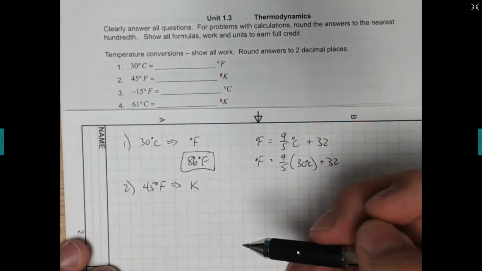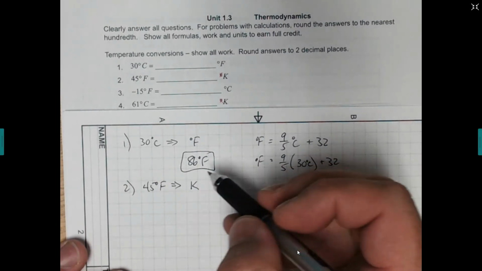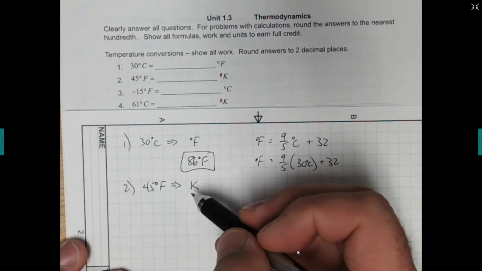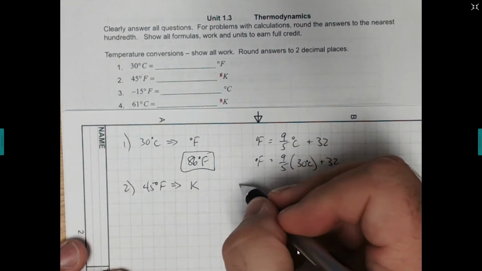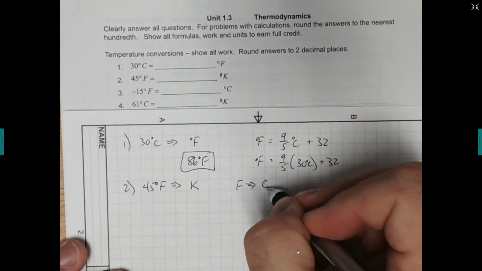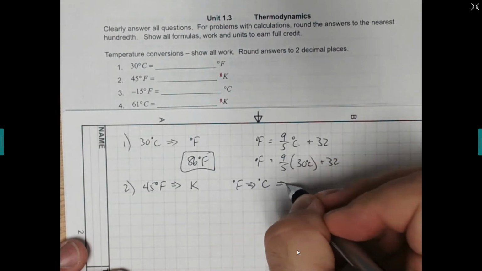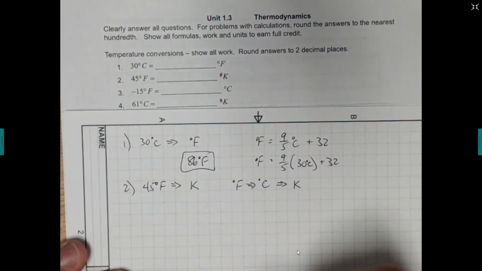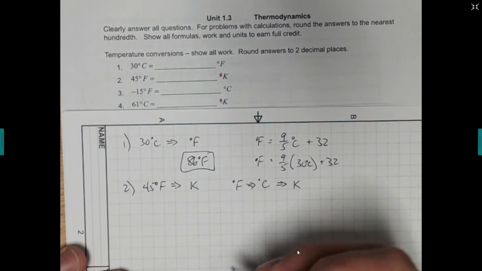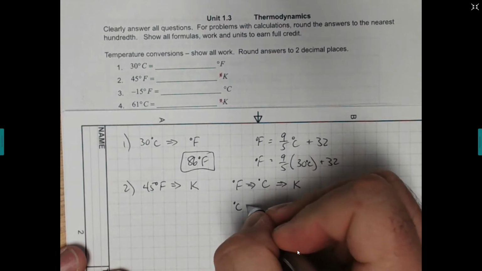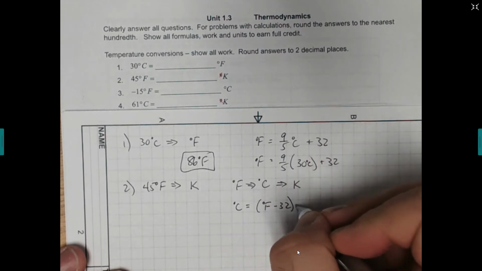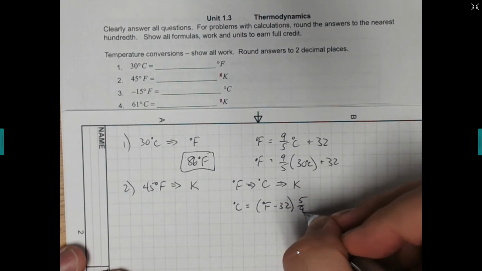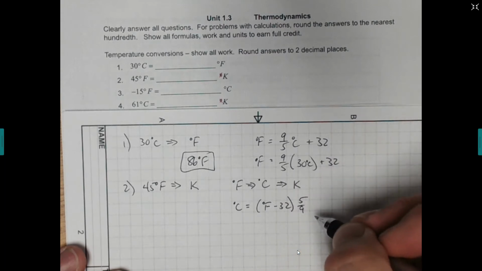The next one, we're taking 45 degrees Fahrenheit, and we want to take that into Kelvin. Okay, should not have the degree symbol there. Now when we do that, Fahrenheit and Kelvin don't directly convert, so we'd have to go from Fahrenheit to Celsius, and then from Celsius into Kelvin. So we go find our Fahrenheit to Celsius equation. Degrees Celsius is equal to degrees Fahrenheit minus the 32, and that times the 5/9. So it's just the reverse of this one up here.